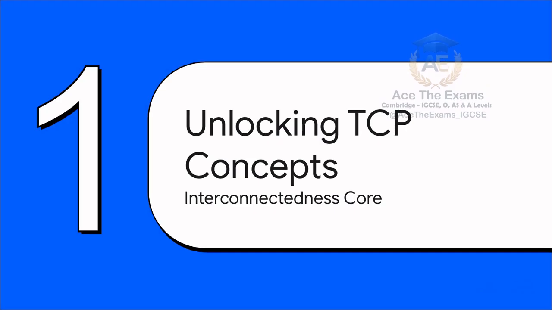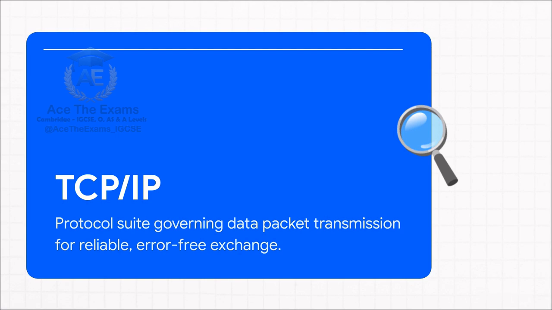Okay, part 1, unlocking TCP concepts. This is really the absolute core of interconnectedness. So to fix this massive grade boundary risk, we really have to wrap our heads around the fact that computer networks are built entirely on the foundational principle of interconnectedness. The crucial point here is that TCP/IP isn't just about sending data out into the void. It is a highly specific, rigorous protocol suite. Think of it as the absolute rules governing exactly how data packets are transmitted, how they're routed through this massive web of communication pathways, and finally, how they're received.